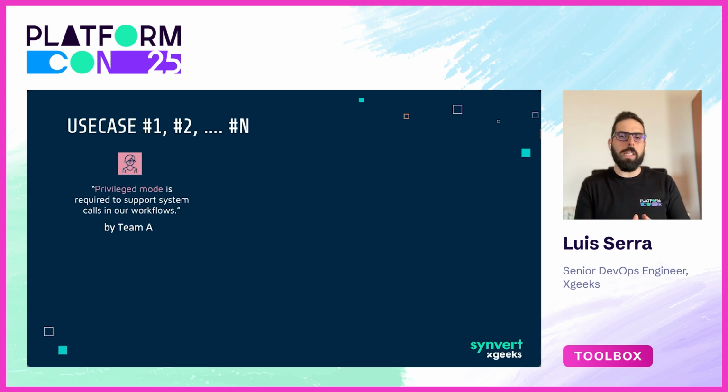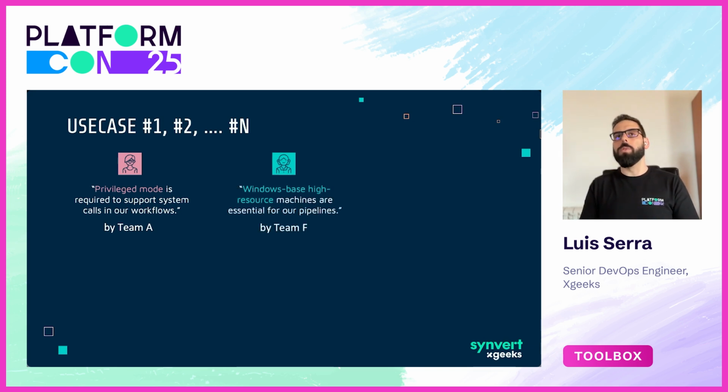Privilege mode probably means that it requires some sudo permissions, so you want to keep it isolated, so you will set up a new runner. Next day, you receive another request from another team saying Windows-based high-resource machines. And these two setups are pretty different, so probably you will set up a new runner.